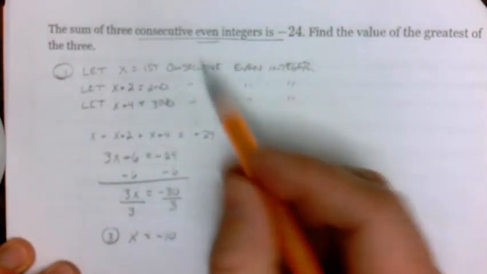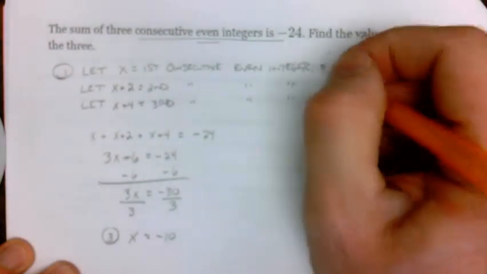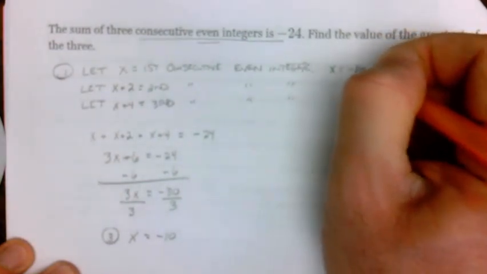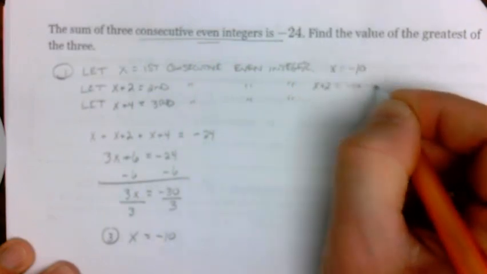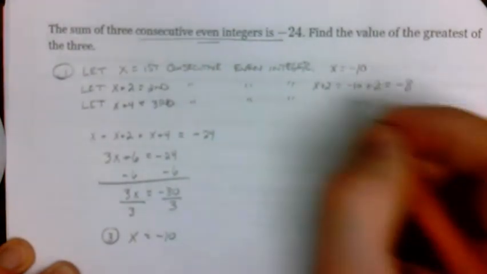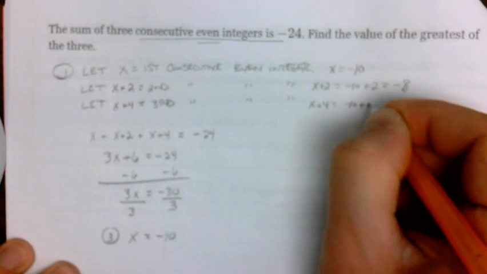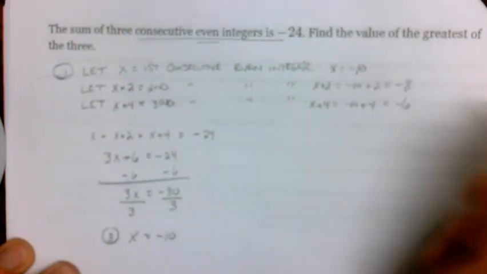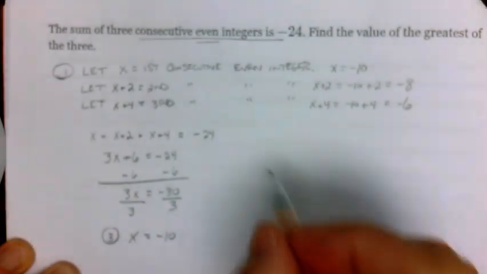Now let's figure out what our consecutive even numbers were. x was the first one, and we just said that that was negative 10. The first even integer is negative 10. The second one, x plus 2, I'm going to substitute in negative 10 for x and do negative 10 plus 2, which is negative 8. And then the third one, x plus 4, again, sub in negative 10. Negative 10 plus 4 is negative 6. So your three consecutive even integers are negative 10, negative 8, and negative 6.